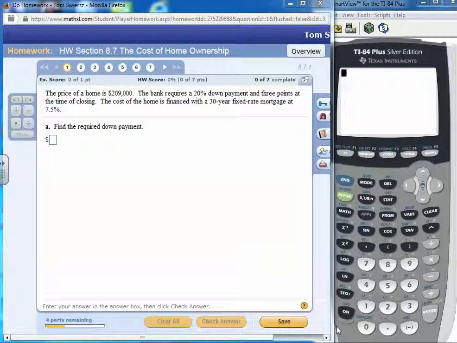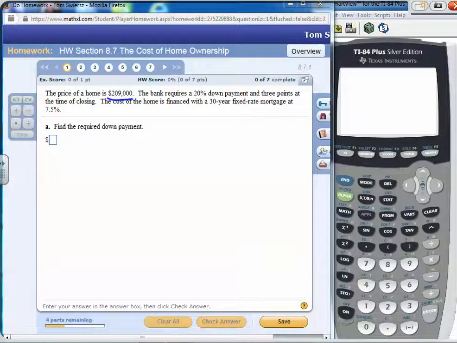Let's begin this session with homework exercise number 1 from section 8.7. Okay, we are given that the price of a home is $209,000. The bank requires a 20% down payment and 3 points at the time of closing. The cost of the home is financed with a 30-year fixed mortgage at 7.5%. First question, find the required down payment.